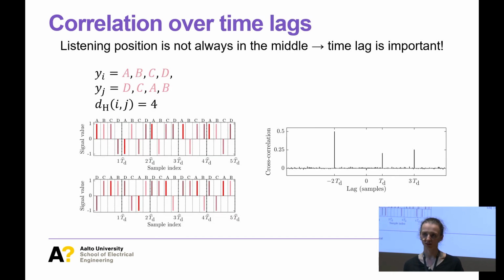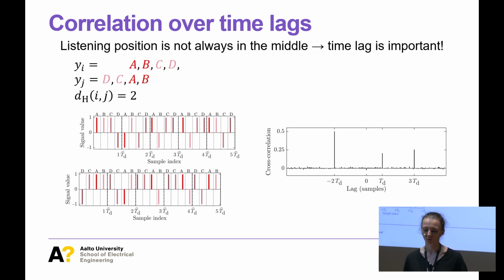However, in a multi-channel reproduction, we have to take into account that the listening position or the receiver position is not always in the middle, so it's quite common to have some delays between signals arriving from two directions. So time lag is important in our correlation. For example, here we have two signals again that at the time lag 0, the Hamming distance between them is 4, so they don't share any sequences, so their correlation is 0, of course.